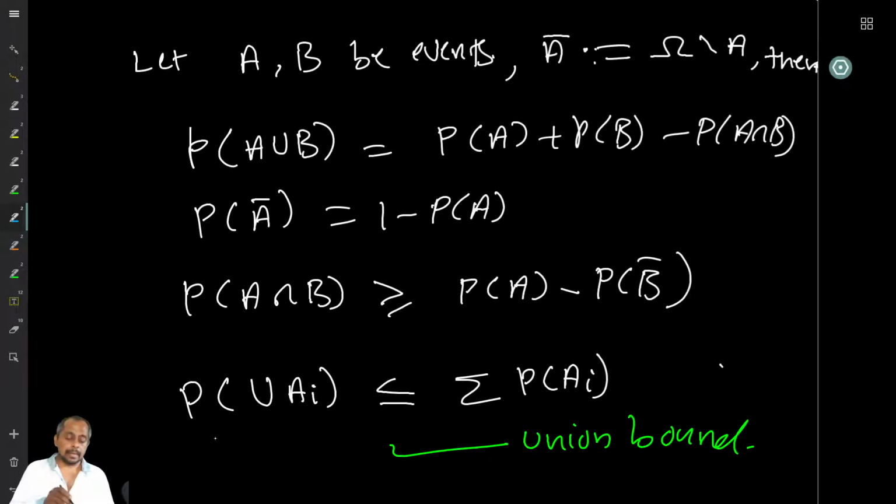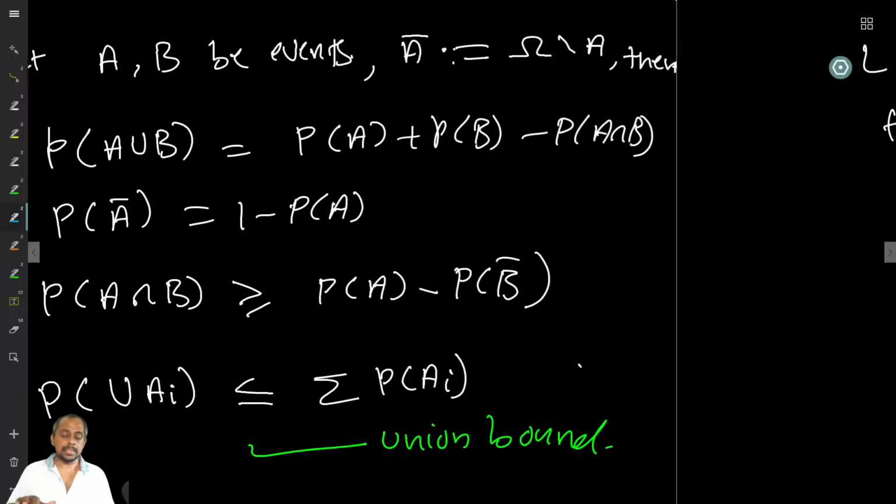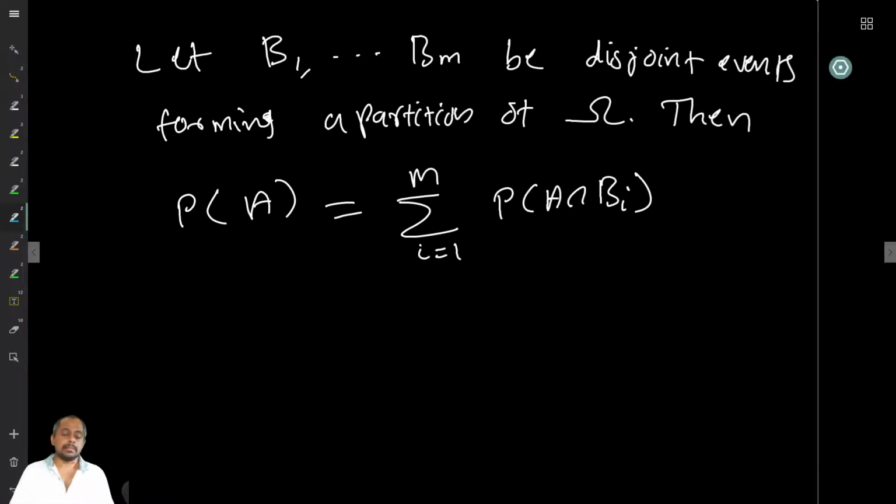Then another thing that you can see is that the probability of a union of events is upper bounded by the sum of the probabilities. This is called the union bound. So if you take different events like A1 to AN, then the probability that at least one of them happens is less than or equal to the sum over the probabilities of each of the events. So these are some notions.